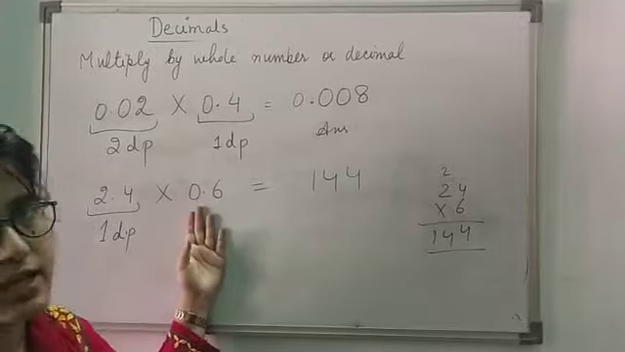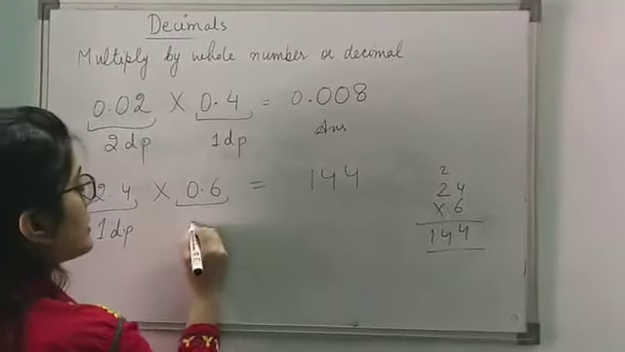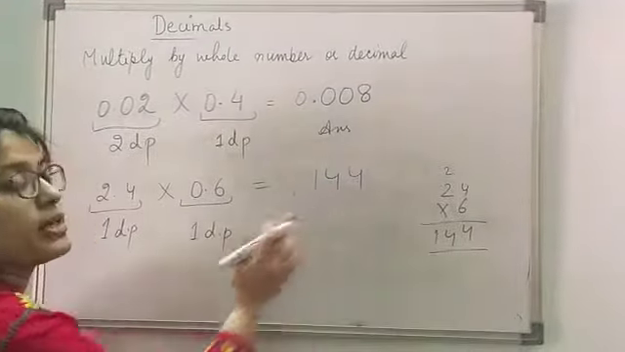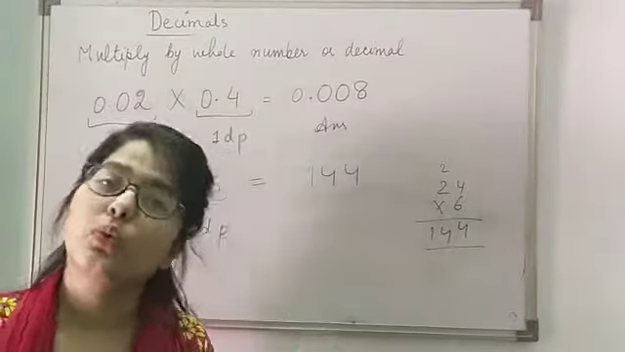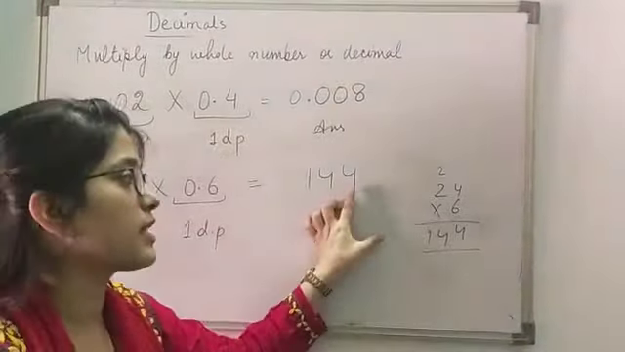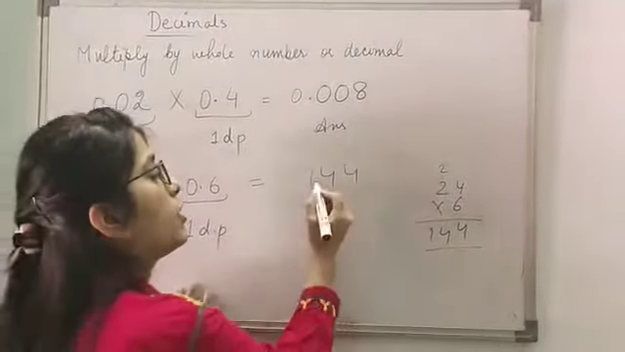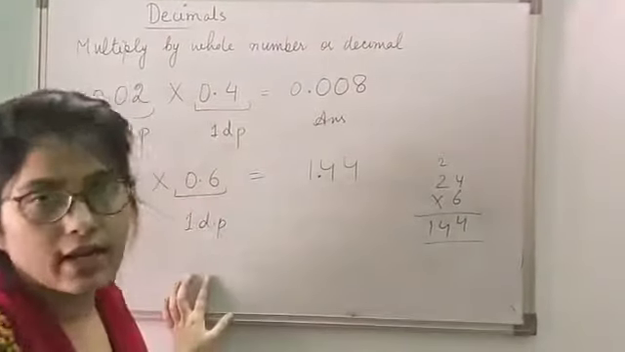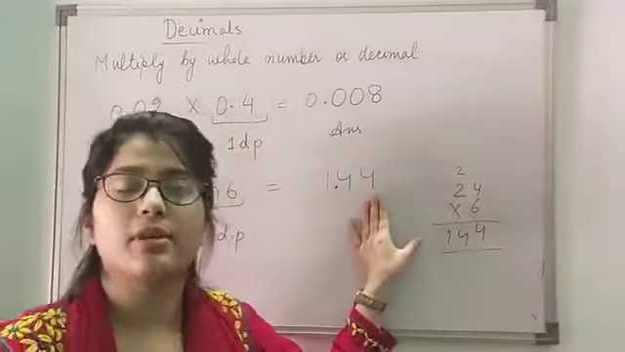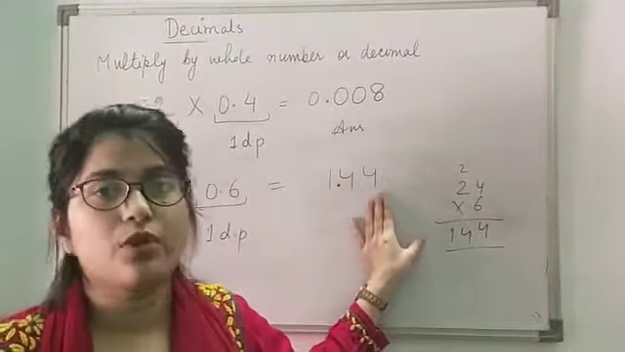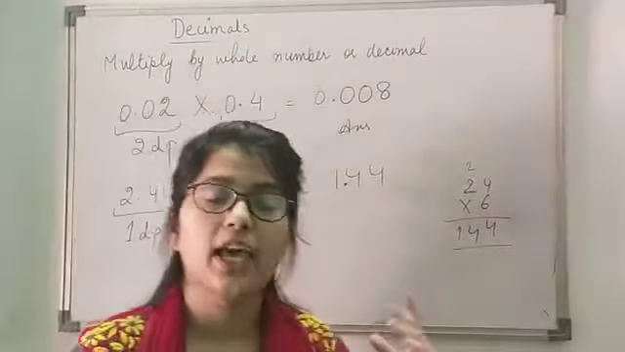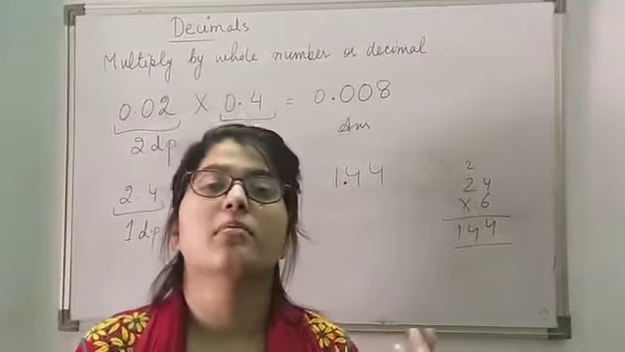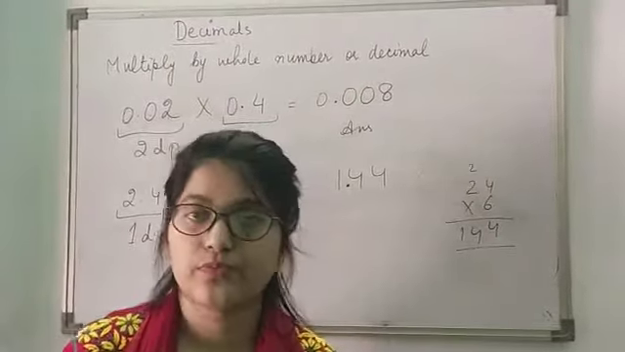Here how many decimal places? Only one decimal place. So total how many decimal places will there be? 1 plus 1, that is 2 decimal places. So count from this side, 1, 2. After 2 you will put your decimal. That will give you 2 decimal places. 1.44 will be your required answer. This is how you have to multiply when 2 decimal numbers are given to you.